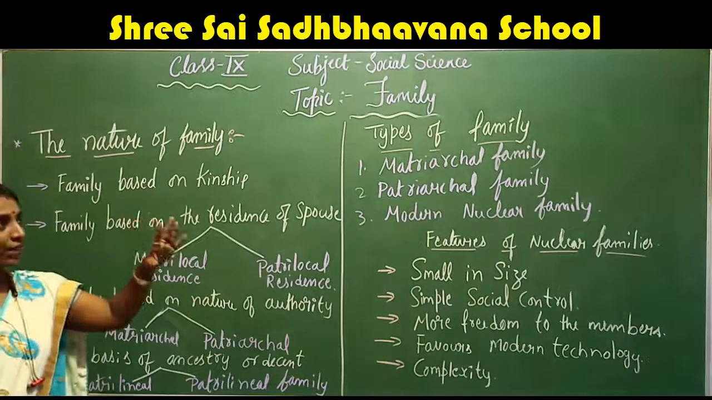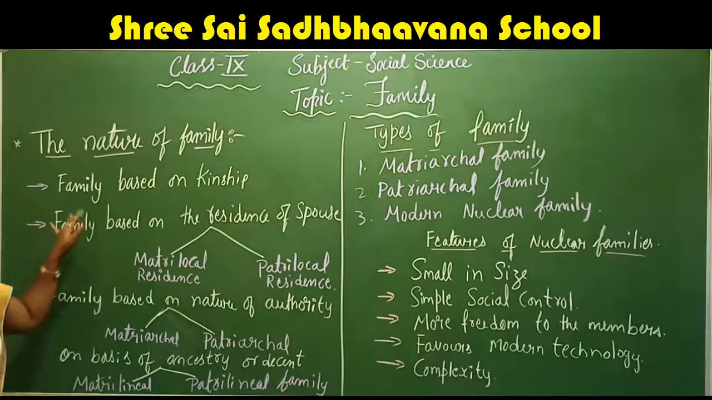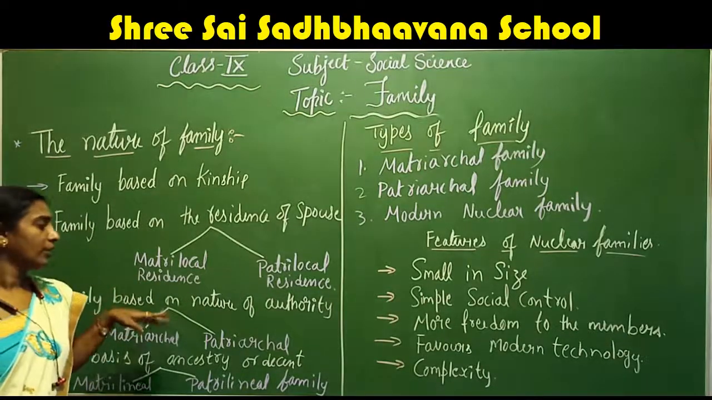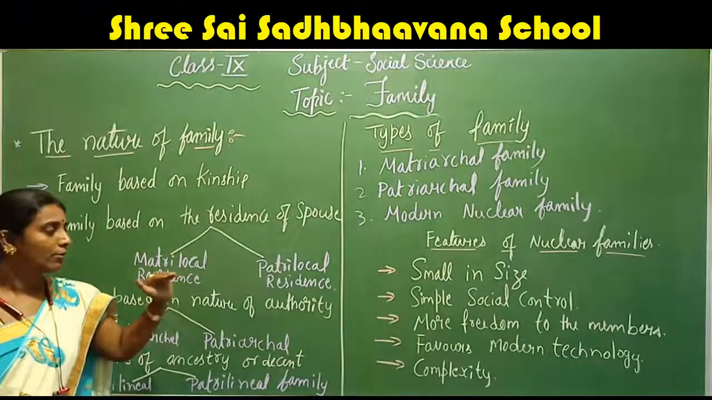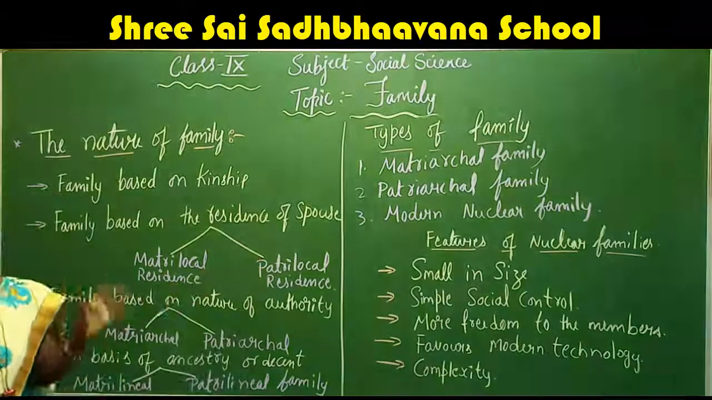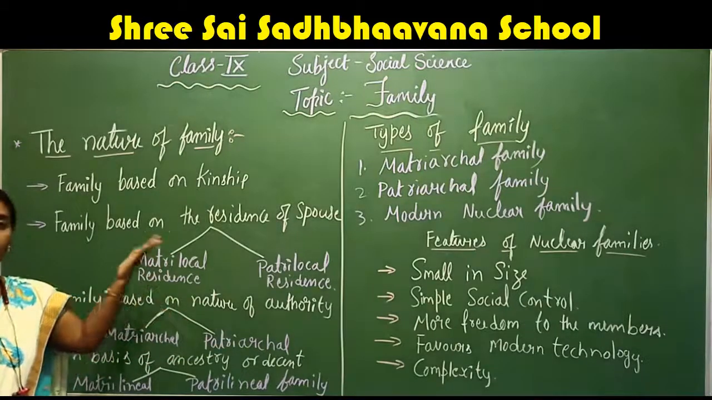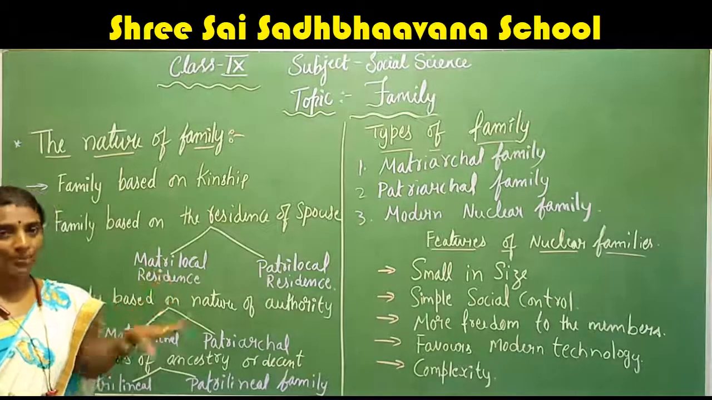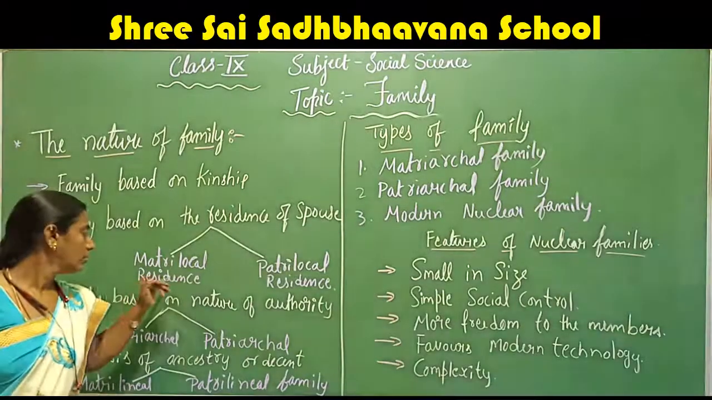So the types of family, the classification of family, is done according to the nature of family. The nature of family: family based on kinship, family based on the residence of spouse, that is maybe matrilocal or patrilocal residence, where the married woman wants to live after marriage. If she wants to live with her husband's community, that is patrilocal. Or if the husband wants to stay with the wife's family community, the lady's family community, that is called matrilocal residence.